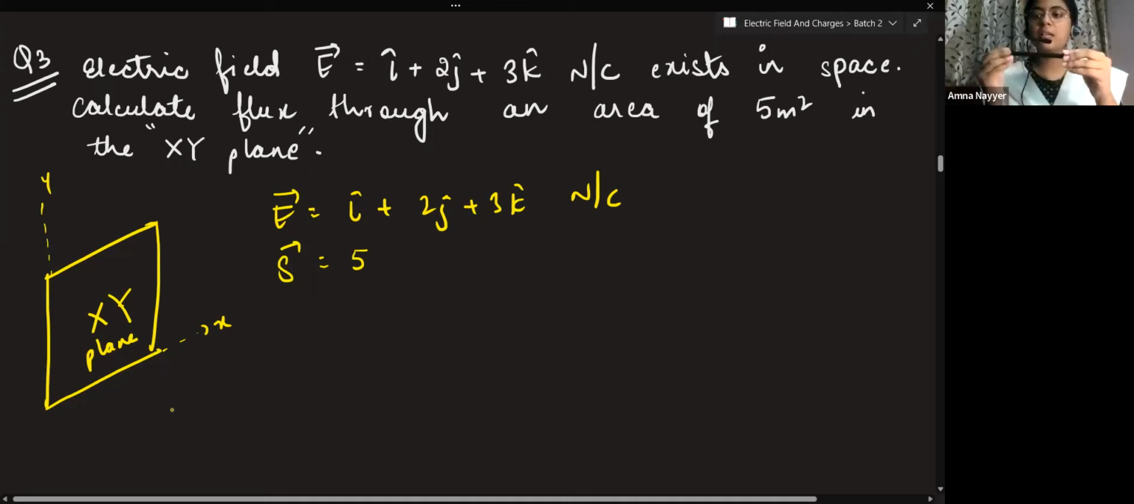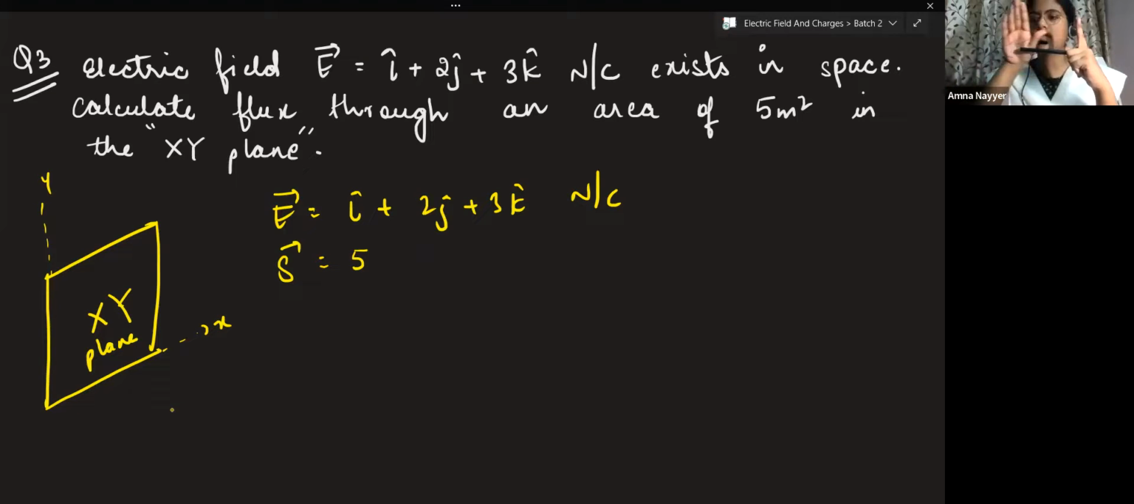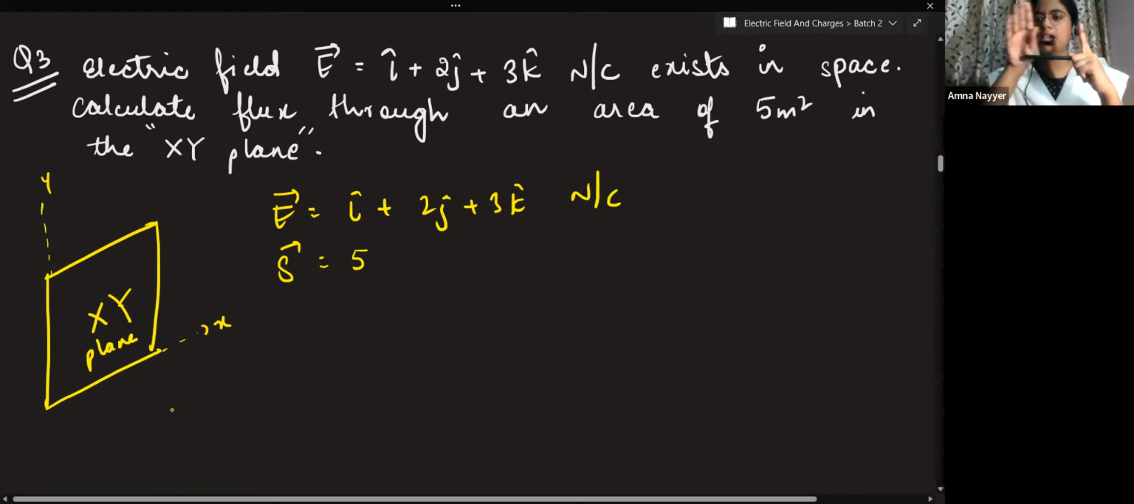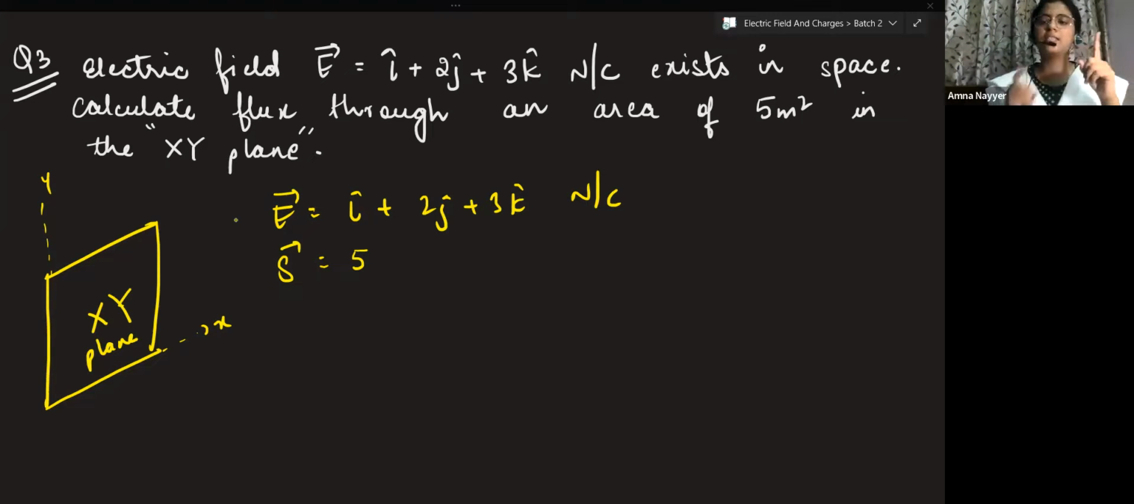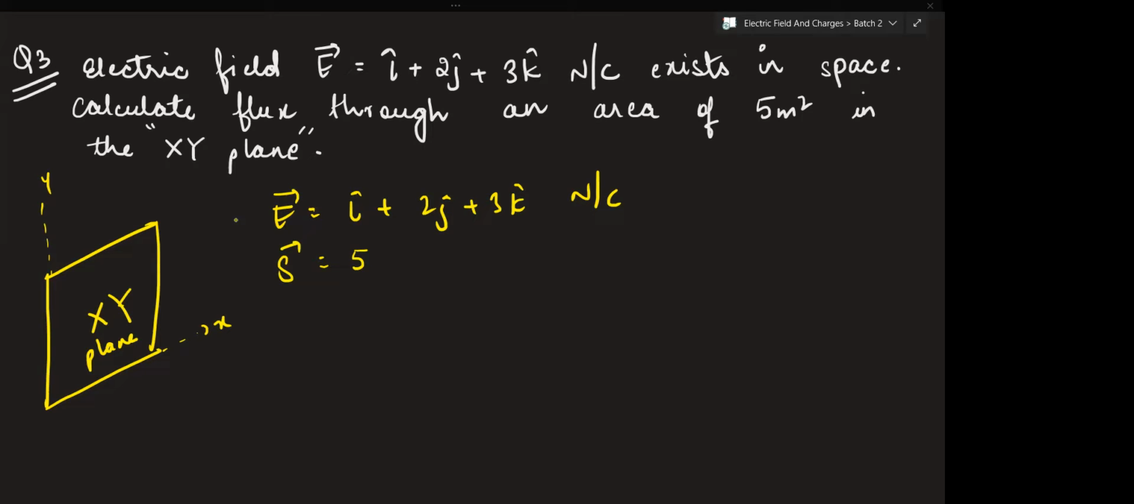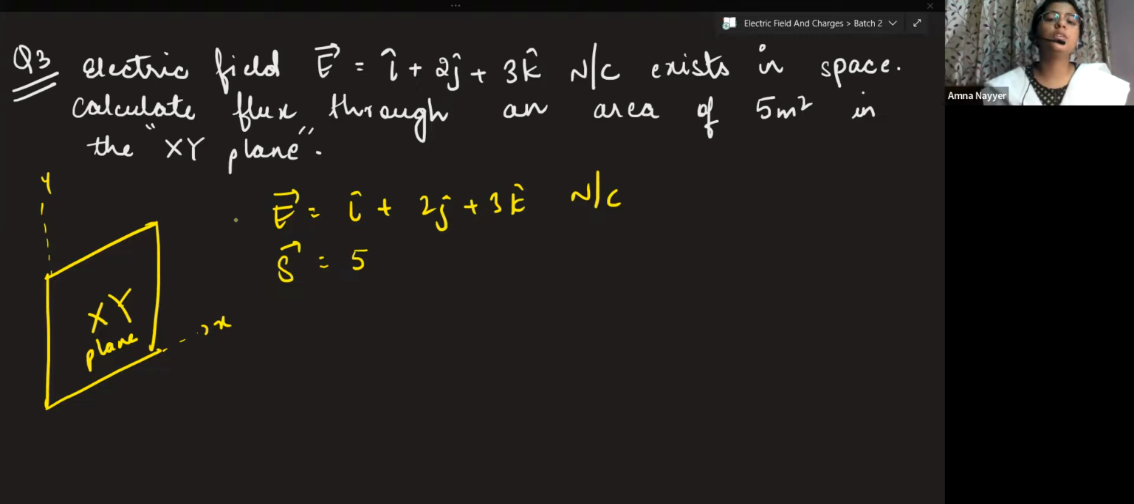Xy plane means the plane between the x-axis and the y-axis. This is your xy plane, not this and not this. So if you have the xy plane, what will be perpendicular to it? The x-axis and y-axis are already perpendicular to each other. What is the third axis that is perpendicular to both of them? Z-axis. And what is the unit vector of the z-axis?